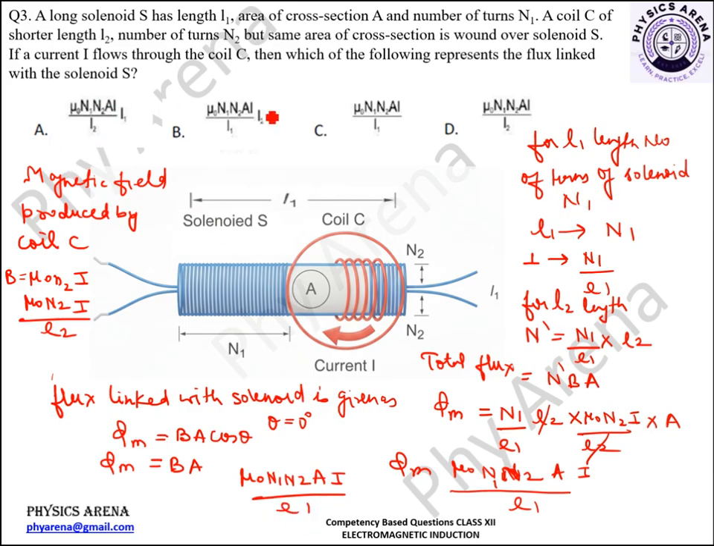So let's check what the options are. In option A, L1 upon L2 is given, so not correct. Here L2 upon L1 is given, so not correct. In option C, you can see mu naught N1 N2 AI divided by L1. In option D, in the denominator we have L2, so it is not correct. Option C is correct.